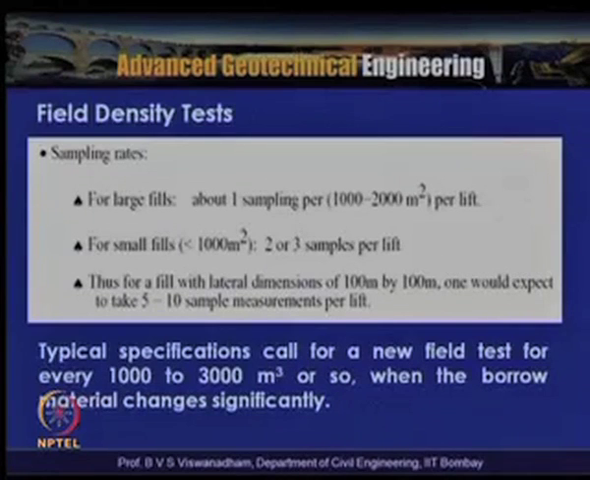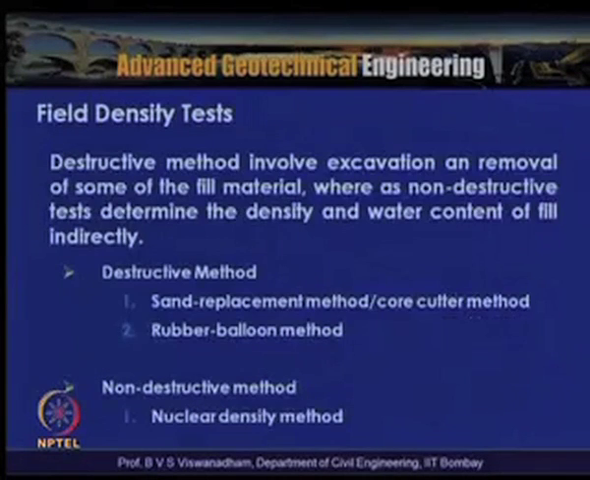So, typical specifications call for a new field test every 1000 to 3000 cubic meter or so when the borrow material changes significantly. If the borrow material changes, the test location should be located there. Otherwise, a thumb rule is that for every 1000 to 3000 cubic meter of soil, a new field test has to be carried out. So, the field density tests are basically of two types.